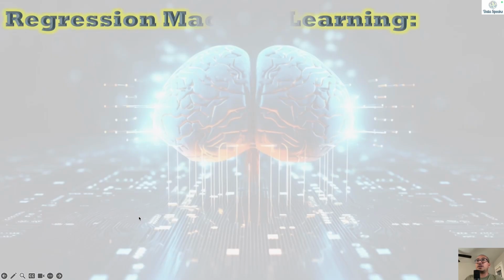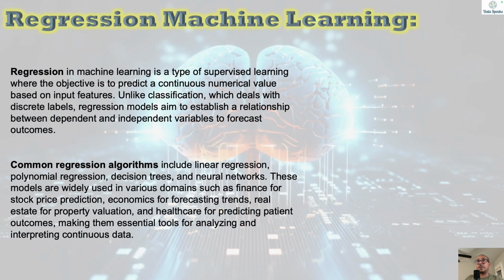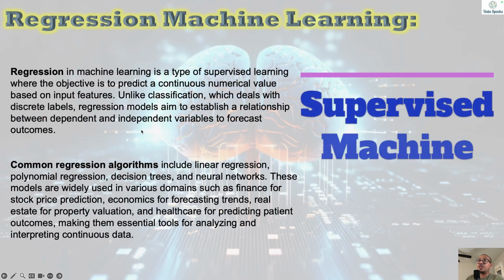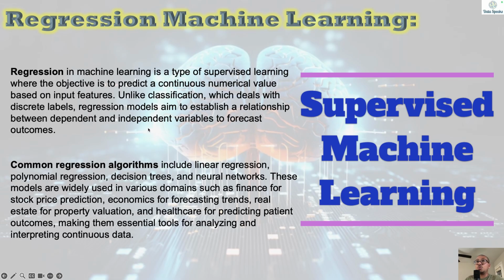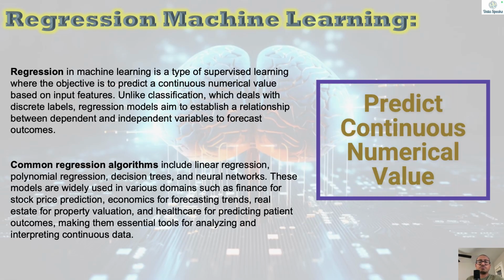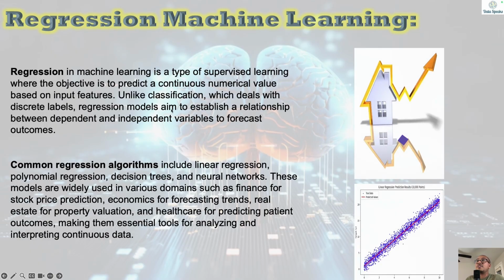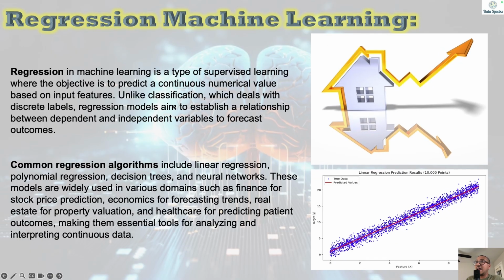Now, next we will be talking about regression machine learning. What exactly is regression machine learning? Regression machine learning is a type of supervised learning, again, because we are talking about supervised machine learning, where our objective is to predict a continuous numerical value. Earlier we talked about predicting classes given the input features. Now the target is to predict a continuous value instead of a class. So here the examples are slightly different.